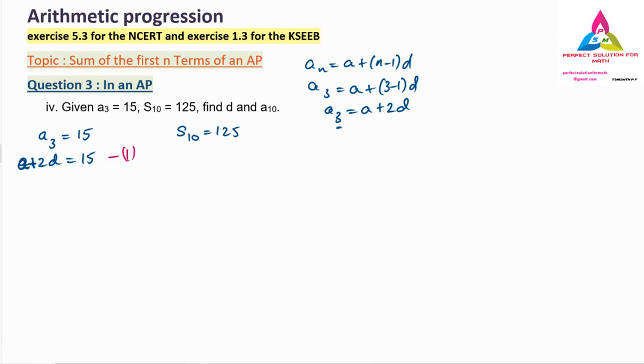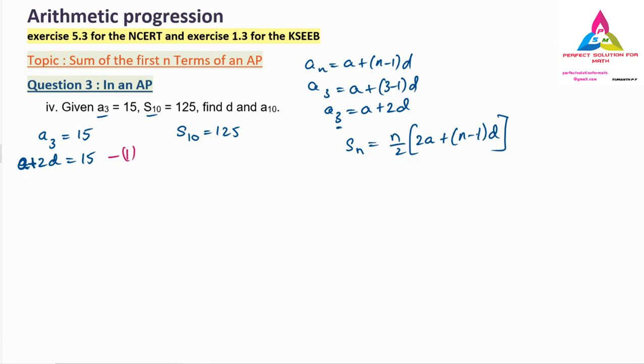So S10 can be written as, I will write down here, Sn equals n by 2 into 2a plus n minus 1 into d formula. Why is it so? I have to take this formula only, not n by 2 into a plus an. Why have we not taken that? I have explained just now. Here we have a3, that n value is 3, but here S10, the n value is 10, so we can't go with n by 2 into a plus an. Just now I explained.